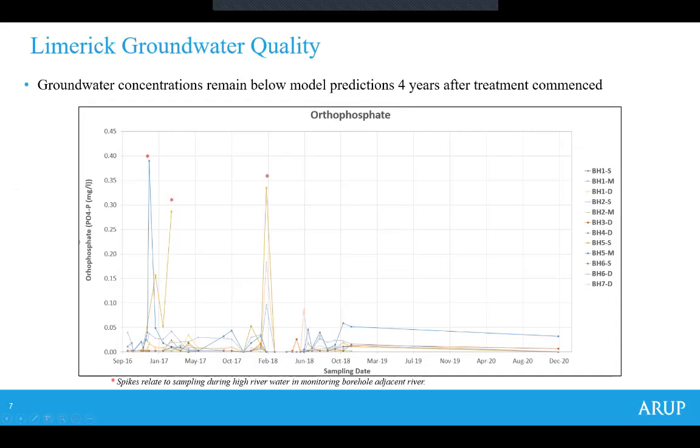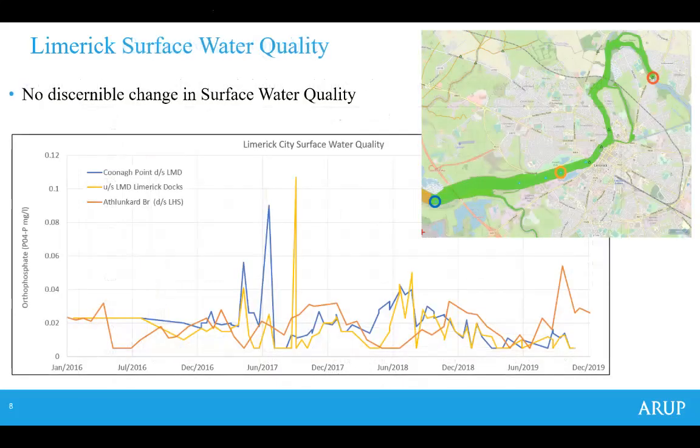But excluding those issues, we can see that there's no discernible trend of orthophosphate increasing throughout the city, even 4 years after this. Similarly, for the surface water, monitoring points here are up and down gradient of the city. In the Shannon, again, they show no discernible trend in orthophosphate after the 4 years of treatment.